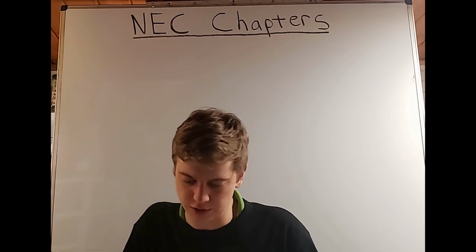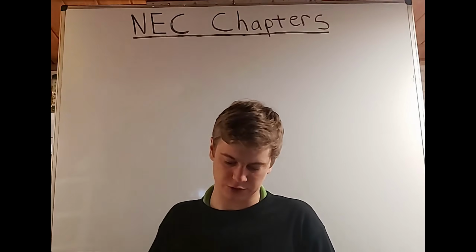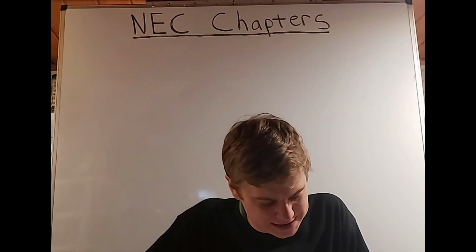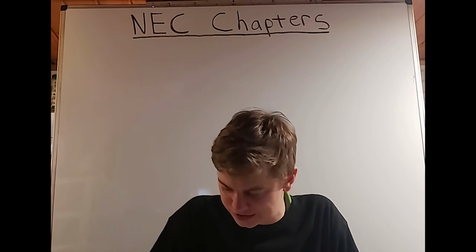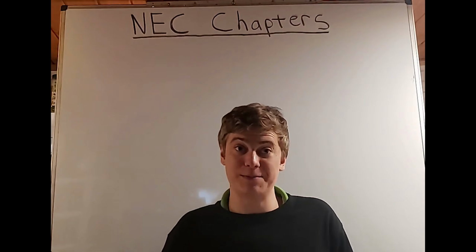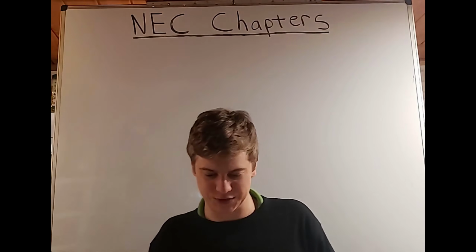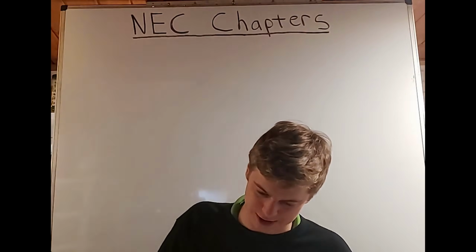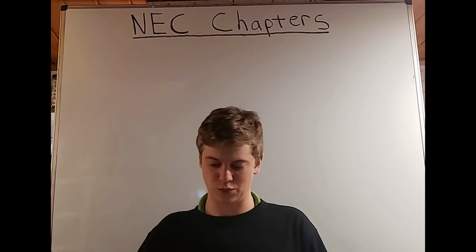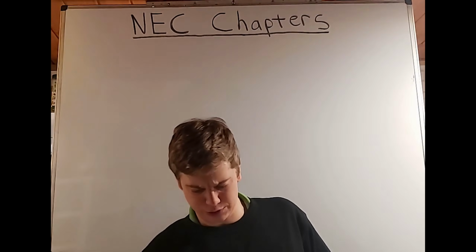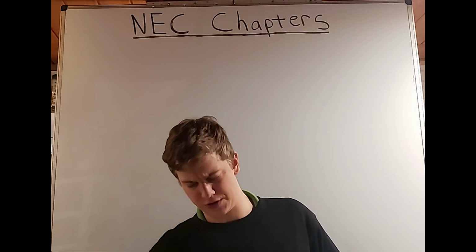Then we get into Article 392 with cable trays. Article 393, low voltage suspended ceiling power distribution systems. Okay, past this we get into Article 394, concealed knob and tube wiring. Okay, so that's where that is. Article 396, messenger supported wiring. Article 398, open wiring on insulators. And Article 399, outdoor overhead conductors over 1,000 volts.